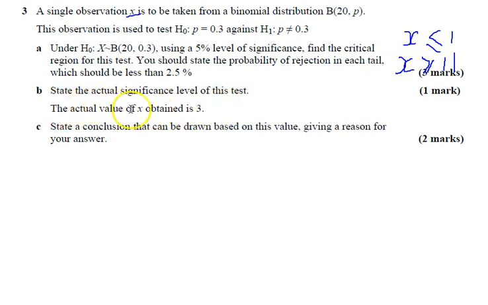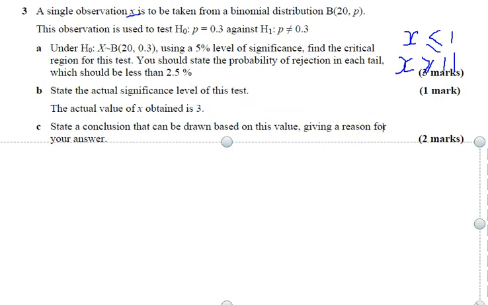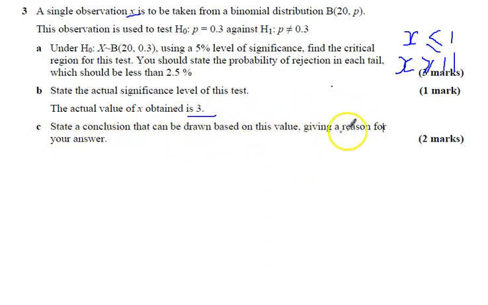So the actual value of x is obtained as 3. So they've done the experiment 20 times, and they've got a value of 3. State a conclusion that can be drawn based on the value, giving a reason for your answer. So the question always is: is it in the critical region?